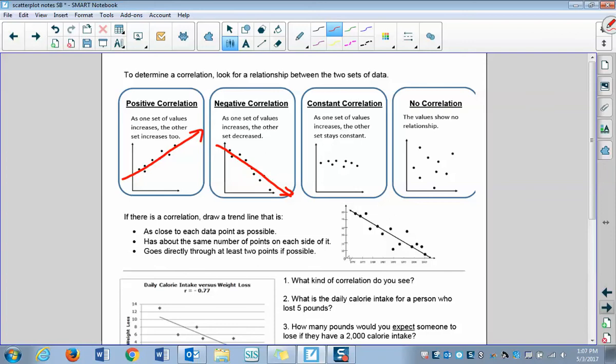A constant correlation would be as one increases, the other one stays the same. It stays constant. All right? This would have a slope of 0. It's a constant. And then if the values show no relationship, you can't draw a line at all, that means there's no correlation.